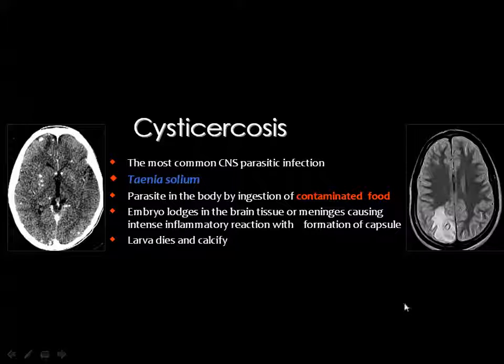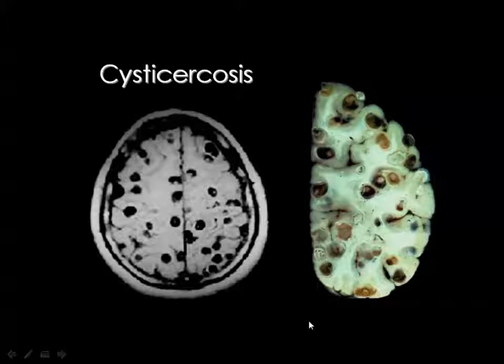Whenever the organism dies and calcifies, it will result in multiple periventricular calcific areas, which may simulate congenital intracranial infection. You should add cysticercosis to the list of congenital intracranial infections, the TORCH group, as a cause of periventricular calcification. Also, you should add TB, healed TB, to this particular group of lesions.